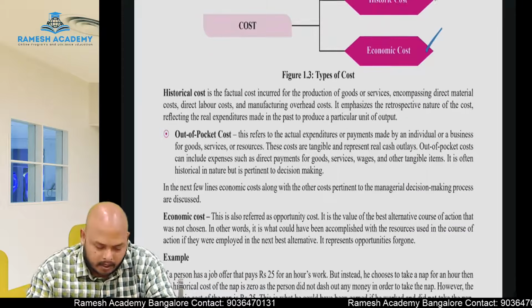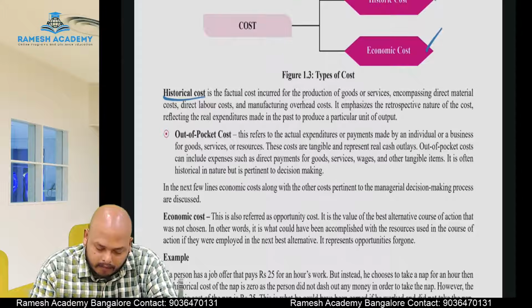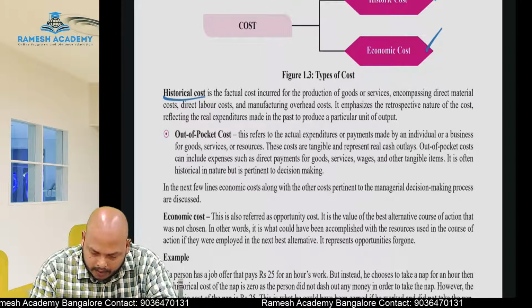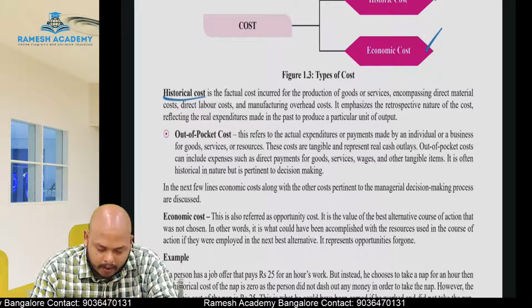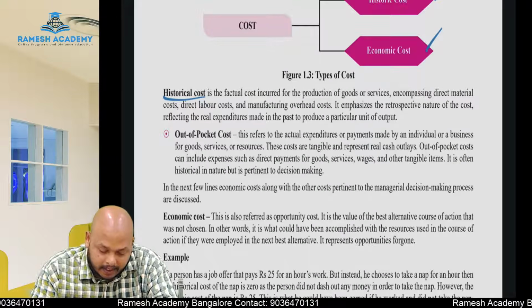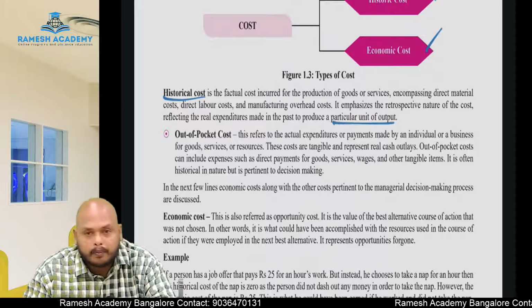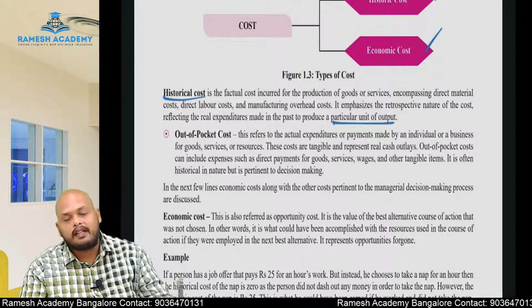Let's see. Historical cost. It is a factual cost incurred for production of goods or services encompassing direct material cost, direct labor cost, manufacturing overhead cost. It emphasizes the retrospective nature of the cost, reflecting the real expenditure made in the past to produce a particular unit of output. Simple, Nana. Historical cost is nothing but the cost which is already incurred in the past.